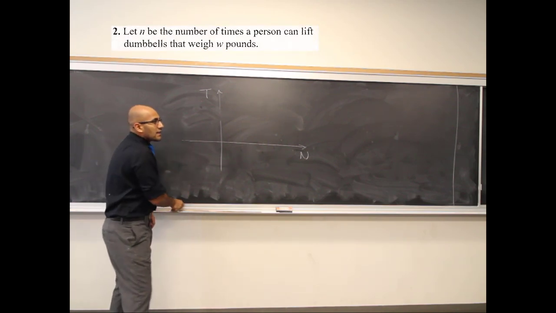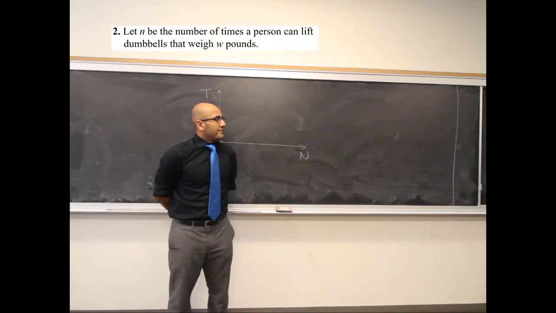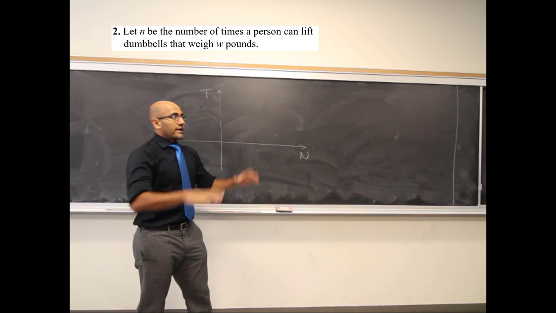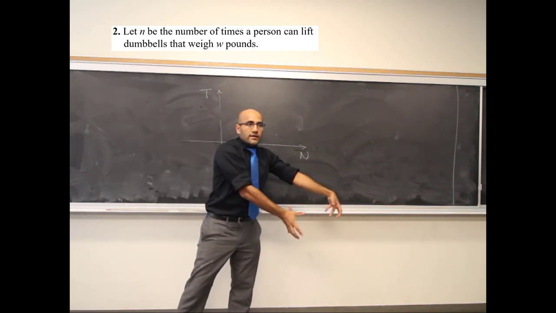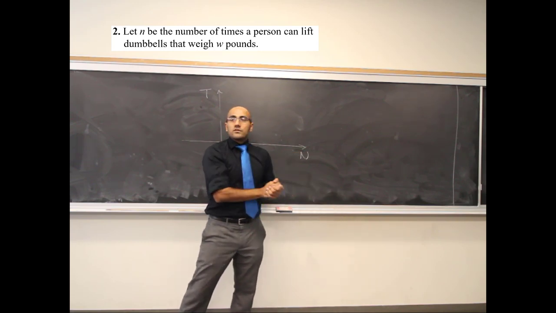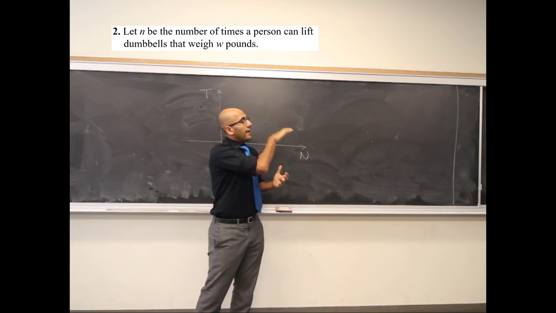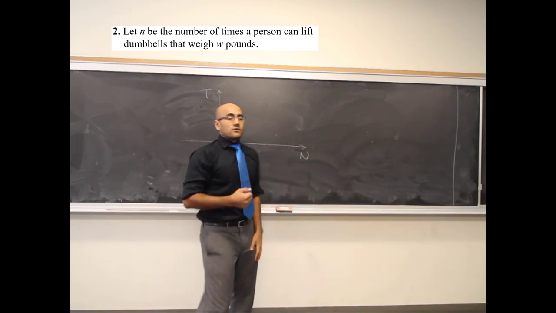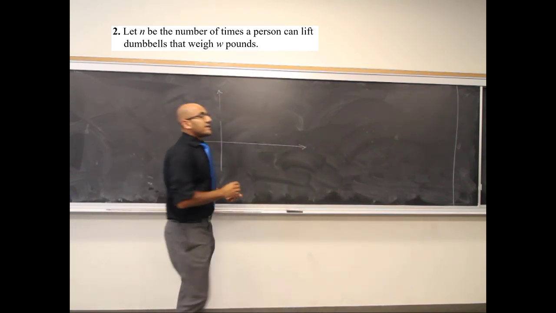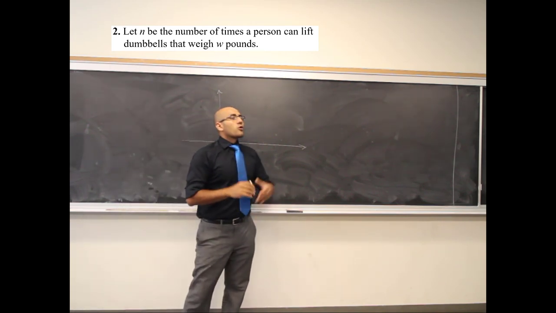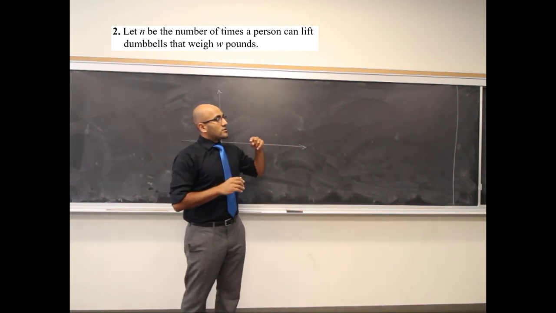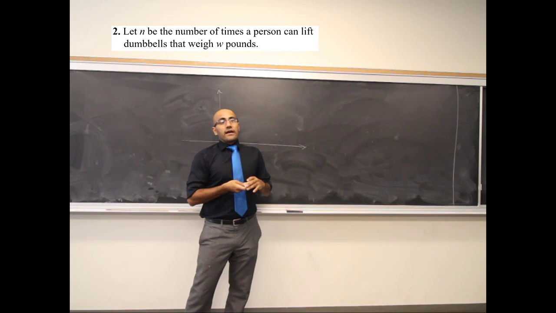The next one: let n be the number of times a person can lift a dumbbell that weighs w pounds. So we've got some sort of dumbbell right here, and the weight of that dumbbell is represented by the variable W, and the number of times you can lift it is represented by the letter n. Okay, so which sentence makes more sense? Or which conversation makes more sense? If someone says, hey, how much does that dumbbell weigh? I can lift it 30 times.